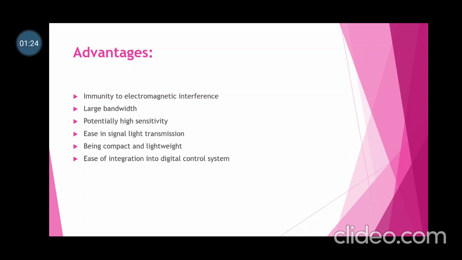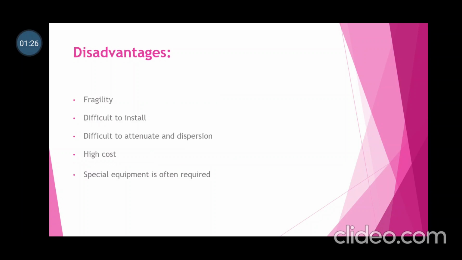Now we have to see the disadvantages of the electro-optical signal converter. First is fragility. What is meant by fragility? Fragility means the quality of a part being easily broken or damaged. Next is that it is difficult to install, then difficult to tune, and dispersion, then the high cost of the material, and special equipment is often required.